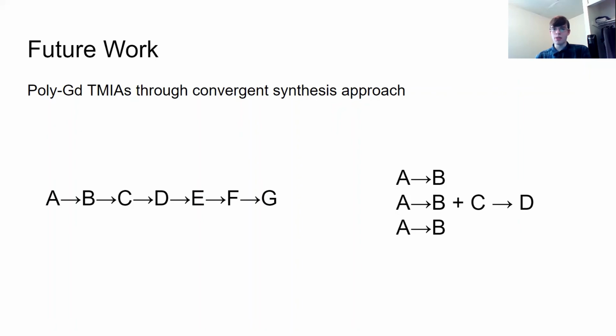On the right is a representation of convergent synthesis, in which many smaller molecules are brought together to create the final product. We believe that the use of convergent synthesis will increase the overall yield and decrease the number of steps per gadolinium group. This will enable us to create molecules with even higher relaxivity, and the potential for this is very high.